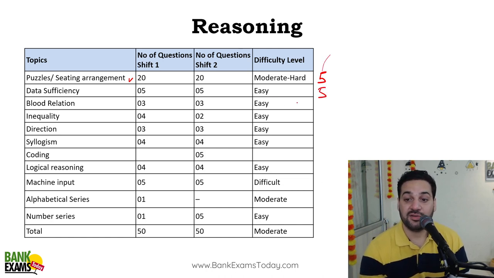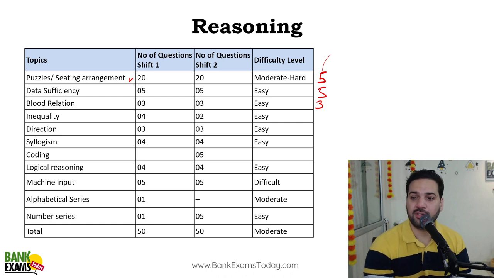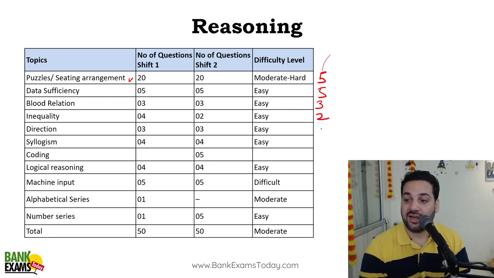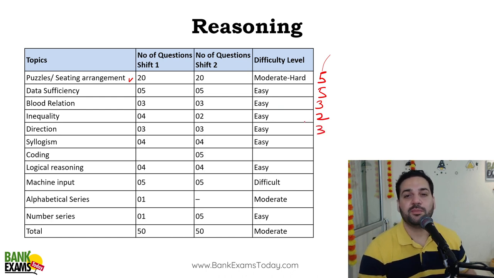What about the blood relations? It was easy again. Every year, there are 2-3 questions from blood relations, which are easily doable. Inequalities, most of the time it is easy, right? Direction sense test, always doable. Within 1 minute, you can solve the question.